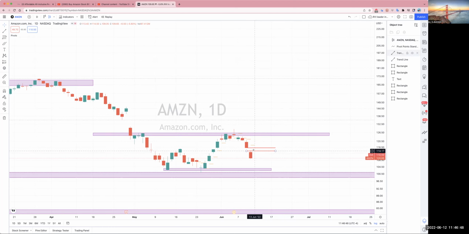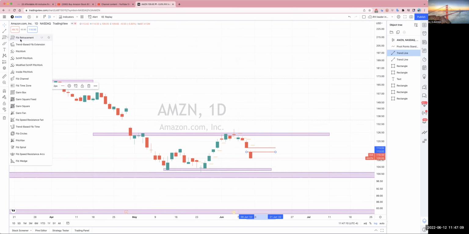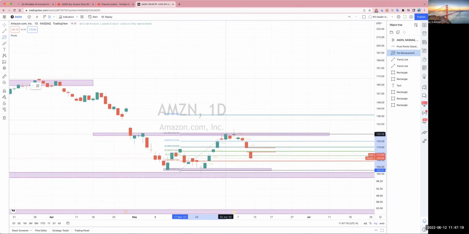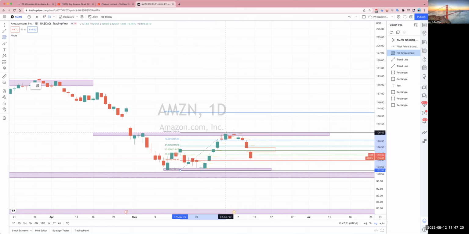So again, if you are a support and resistance trader, you would wait until this point right here and buy around here. If you are a Fibonacci trader, here we go. We would use Fibonacci from the immediate bottom right here, and then go to that top right here. We'll just analyze this small tiny area right there.